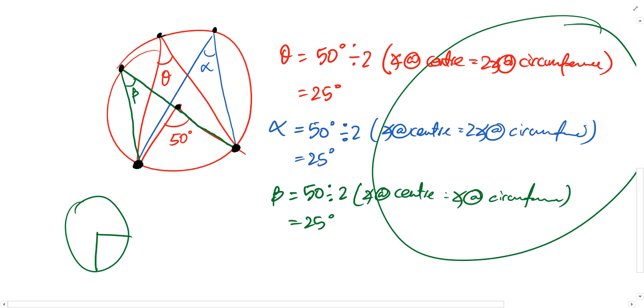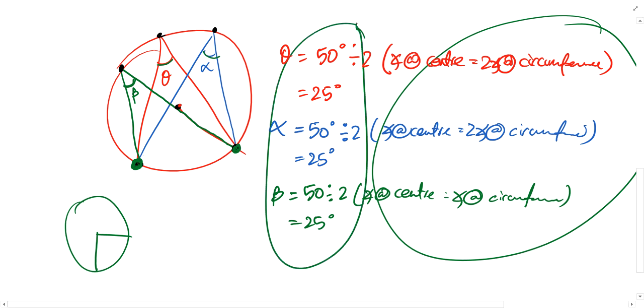Now I'm going to remove the angle at the center. What do you see now? If you see a shape like this, where all these 3 angles are at the circumference, and they all start and end at the same point, then the angles must be the same. Does that make sense to you? Theta, alpha, and beta, we found that they are all 25 degrees because of this reason.